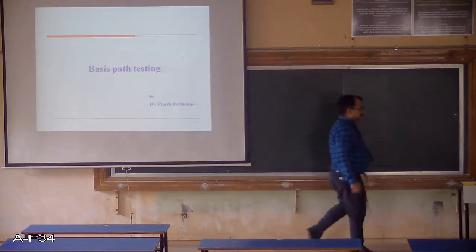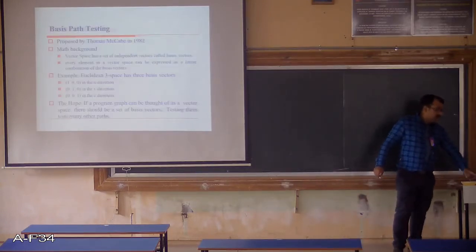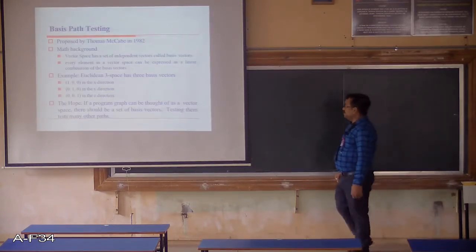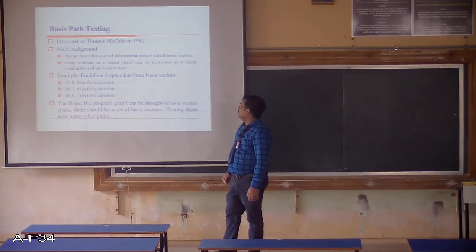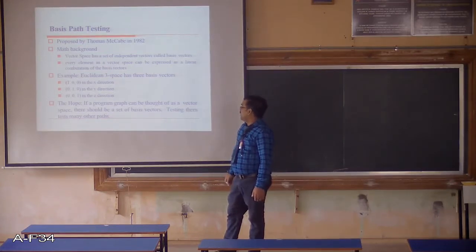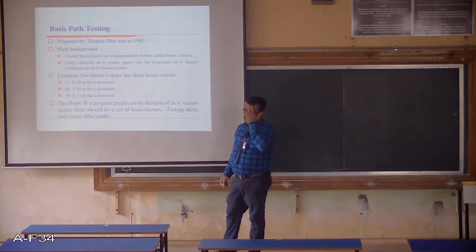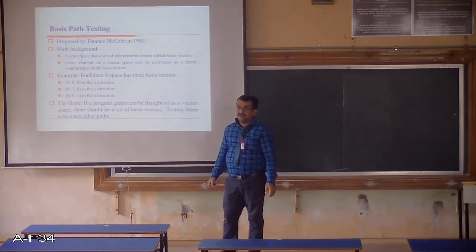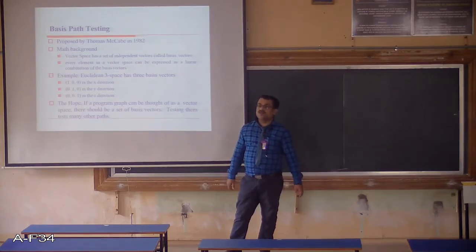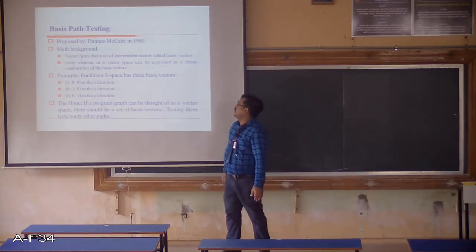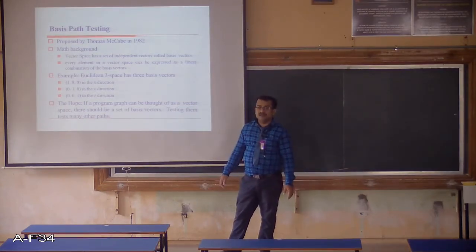Okay. Now it was proposed by a scientist whose name is McCabe, Thomas McCabe, in 1982. So it is based on the vector space. A vector space is where you have vectors and operations defined on the vectors, like multiplication and sums. Together they are called the vector space. A vector is something which has direction and magnitude, right? So this is the mathematical background that you require.